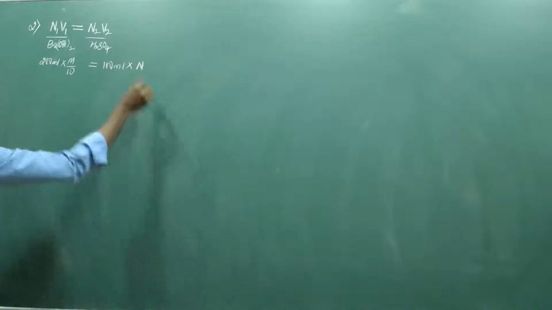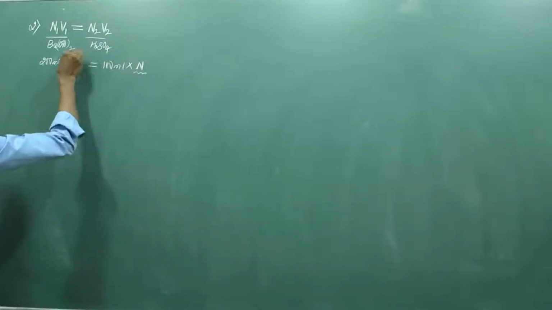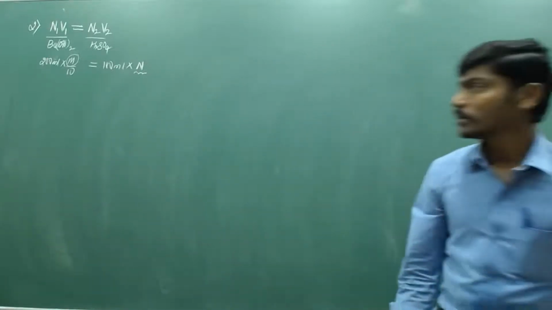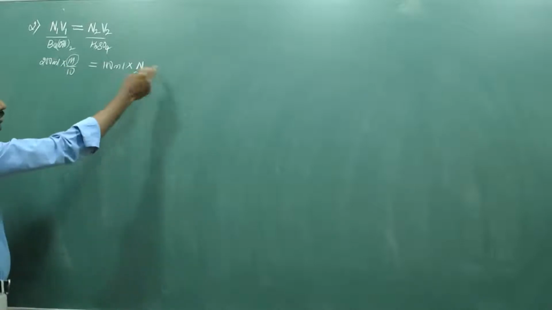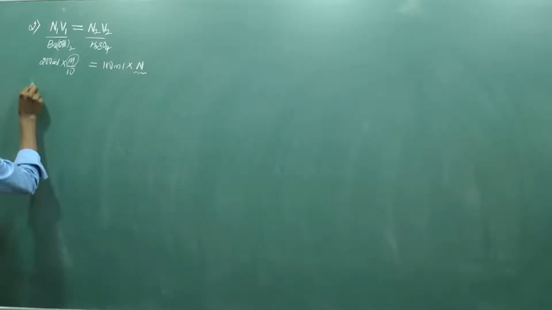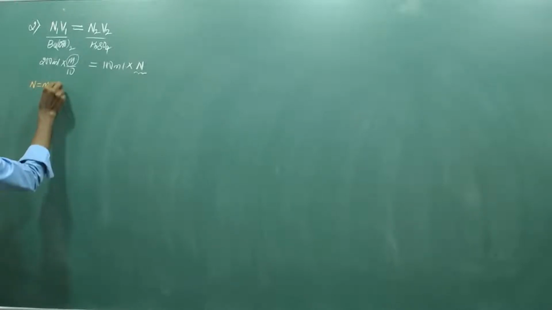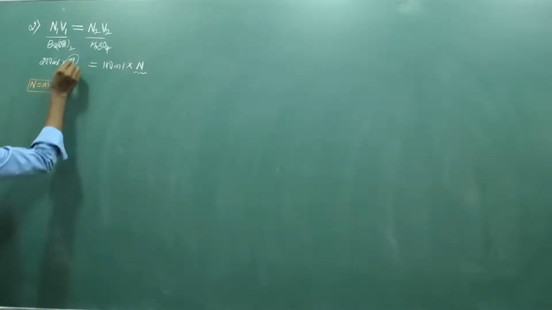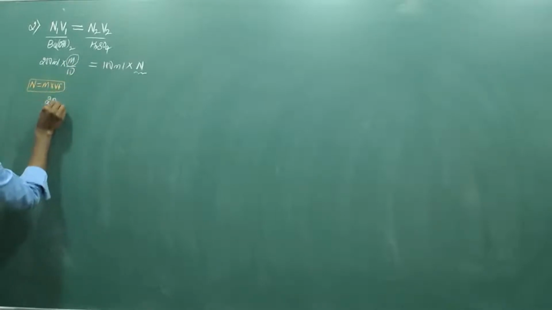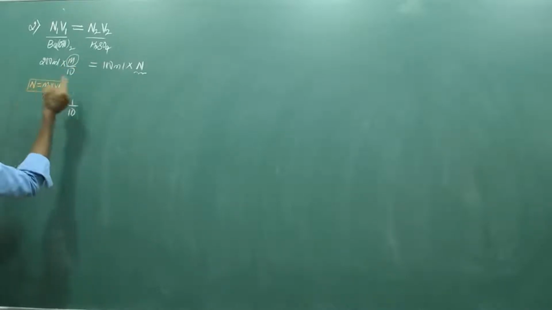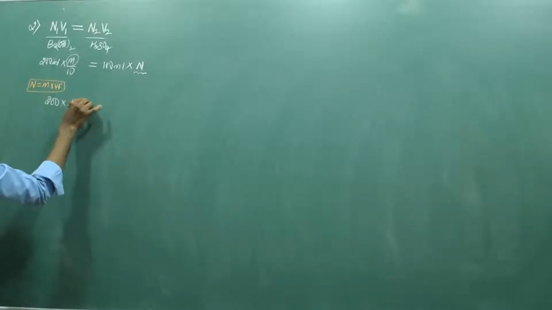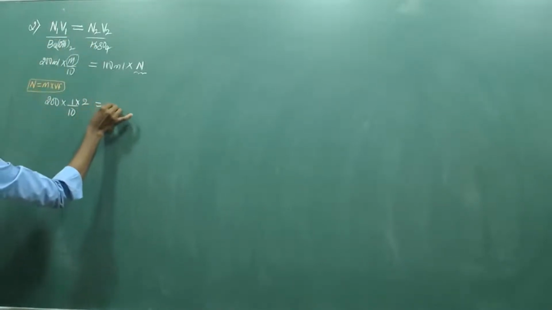Look at this. Here it is normality, but in this case it is molarity. The terms are given differently, normality and molarity. Either you convert this into normality or this term into molarity. As we know, normality is equal to molarity into valence factor. I am converting molarity into normality: 200 into 1 by 10 into valence factor. For barium hydroxide the valence factor is 2, equal to 100 into normality.